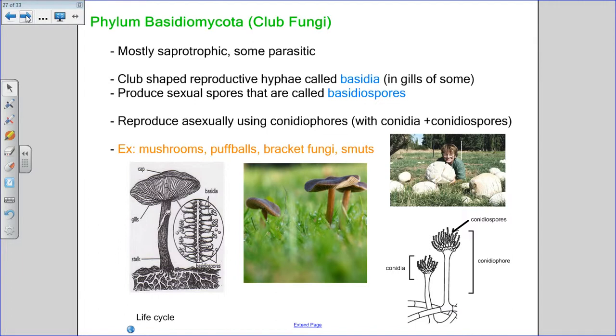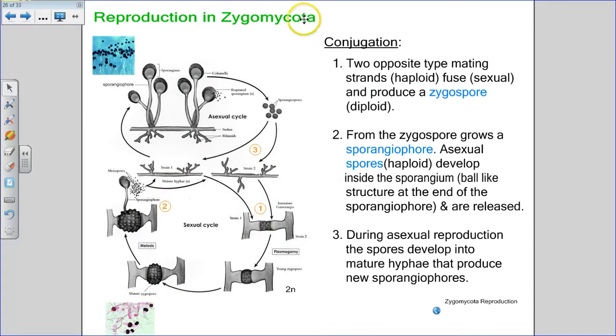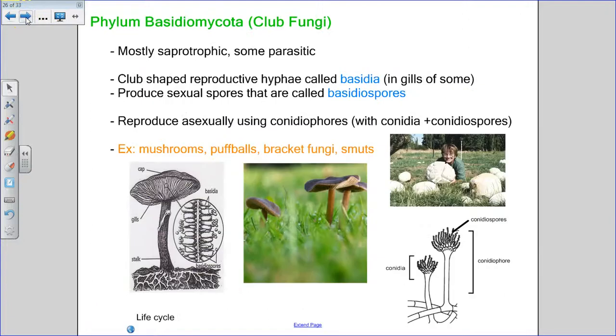Okay, so the next phylum is called Basidiomycota. So the common name for the zygomycota is zygospore fungi or zygote fungi. The common name for Basidiomycota is the club fungi, and it gets its common name from the shape of the sexual structure. Okay, so they are also mostly saprotrophic, so they tend to feed off of dead organic matter or non-living organic matter. But some of them are parasitic.